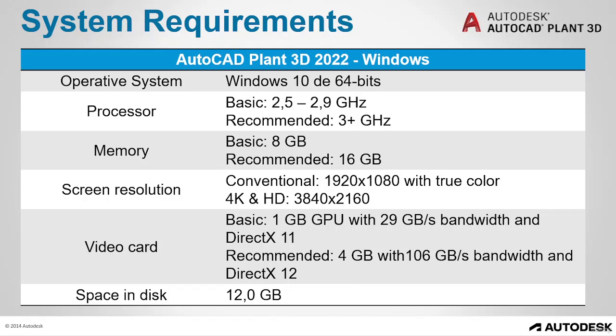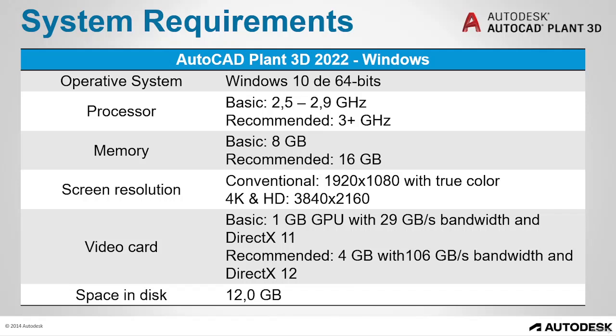For the 2022, then you'll need a processor. The basic you'll need is a 2.5 or 2.9 gigahertz processor, but it's recommended that you have a 3 or higher gigahertz processor. Regarding memory, you will require 8 gigabytes for basic performance, but it's recommended that you have 16 gigabytes of memory.